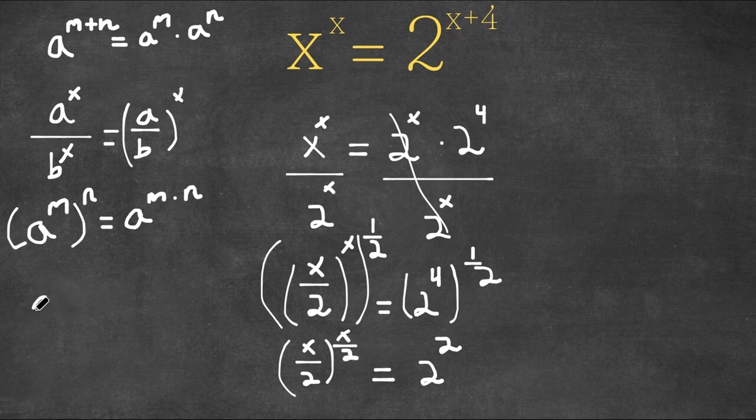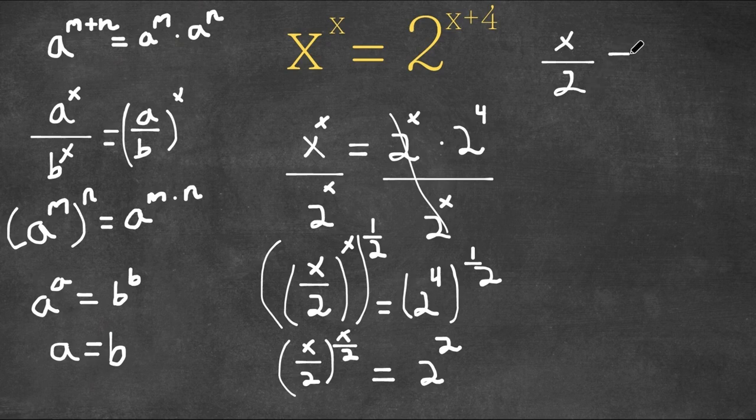Now, if we have something in the form a to the power of a is equal to b to the power of b, then this also means that a is equal to b. So think of x over 2 as a and 2 as b, meaning if we have x over 2 to the power of x over 2 equals 2 to the power of 2, this would also mean that x over 2 is equal to 2.